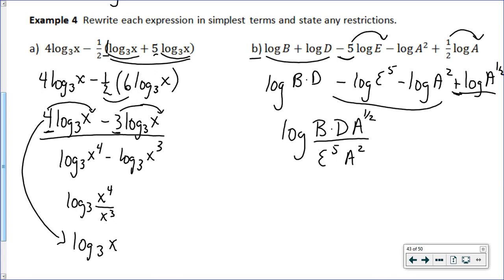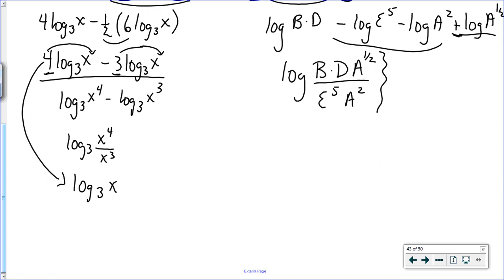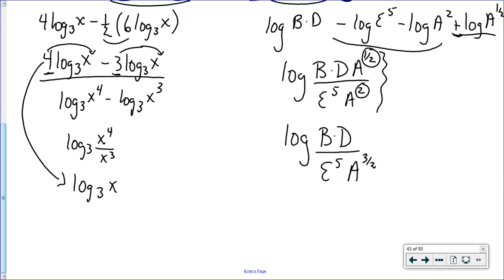And then lastly, what I would notice in here is that I've got a's in the numerator and the denominator. So I'm just going to simplify that. Log b times d. A is now gone. In the denominator, e to the 5th. And down here, I'm going to end up with 3/2. If I take away from this half, that 1/2, I end up with 3/2 for the power on the a in the denominator.